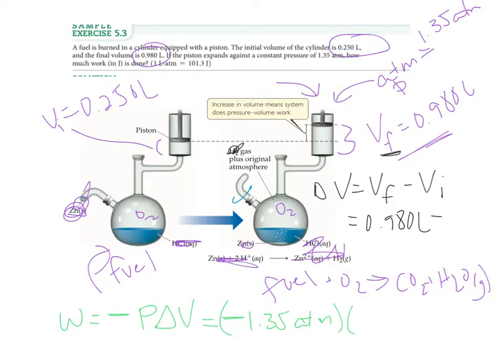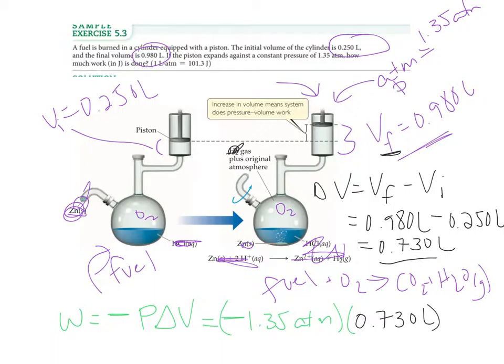0.980 liters minus our initial volume, 0.250 liters. So we can make that calculation. Our volume change is 0.730 liters. I left it to the thousandths place because we're doing subtraction, and they both go to the thousandths place, so that should be our significant figures. So we're going to put 0.730 liters here.